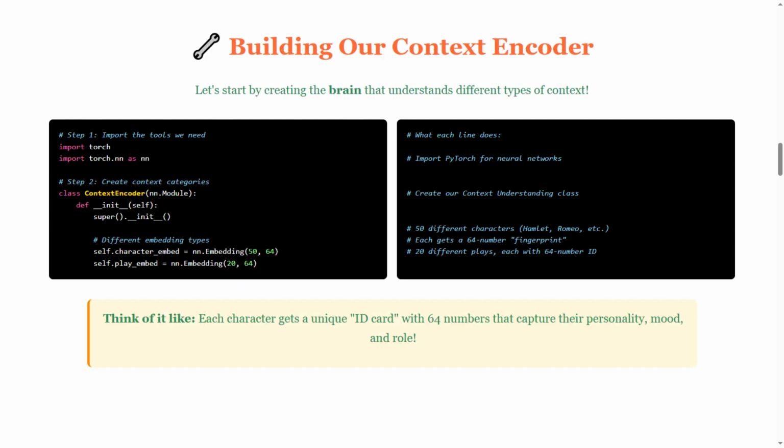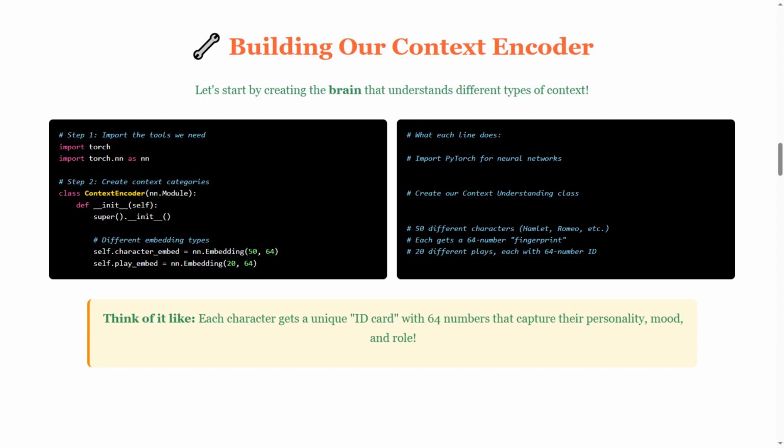Time to build the brain. We're creating something called a context encoder. Think of it as the part that understands different situations. Looking at our code, we start by importing PyTorch, our neural network toolkit. Then we create our context encoder class. This is like building a specialized brain department.